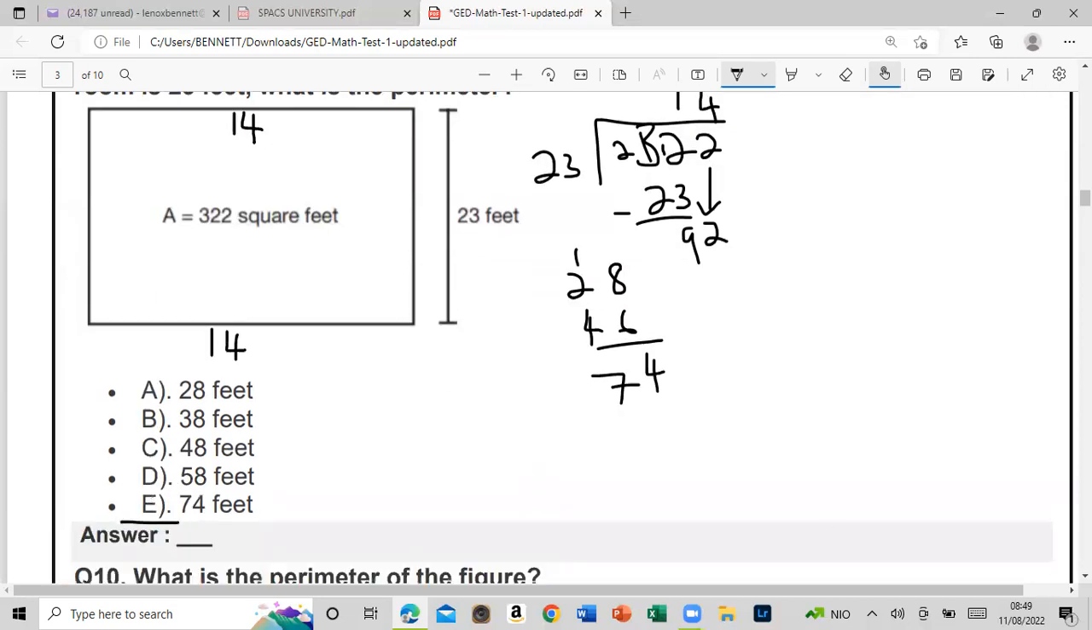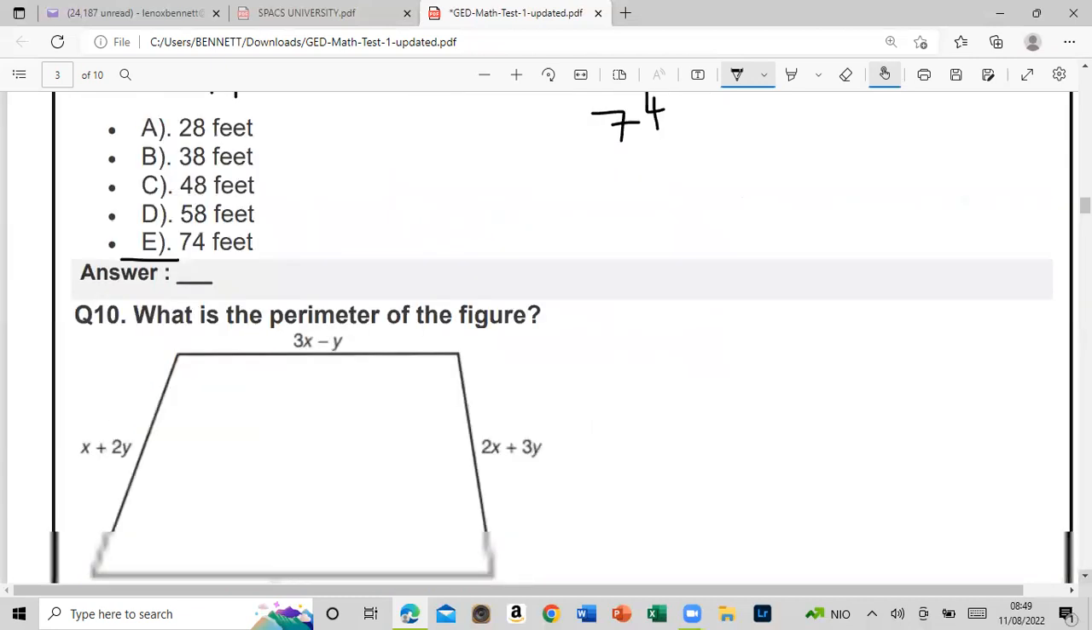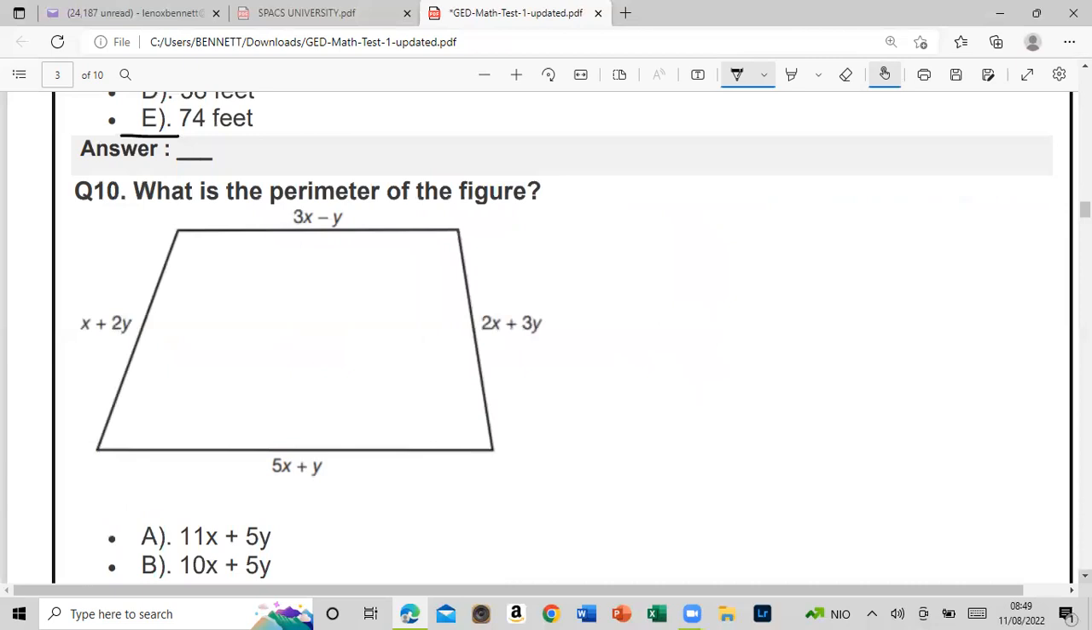I didn't have enough time to go through the paper. I'm just working it off the parts. What is the perimeter of the figure? Again, perimeter means the total distance around. So let us add all the x factors, and then we look for it.